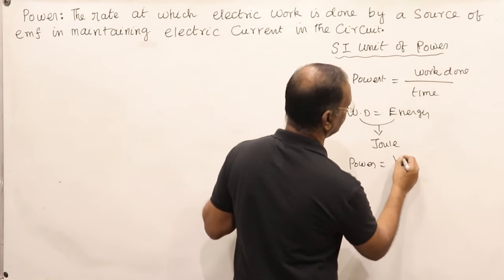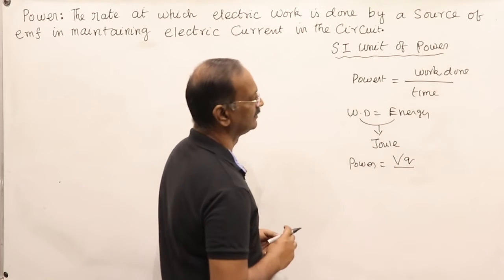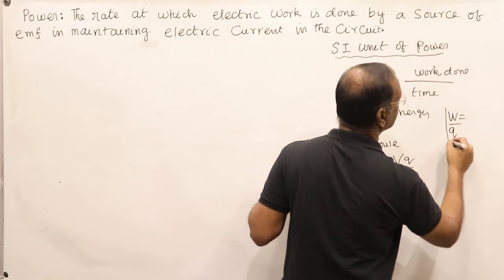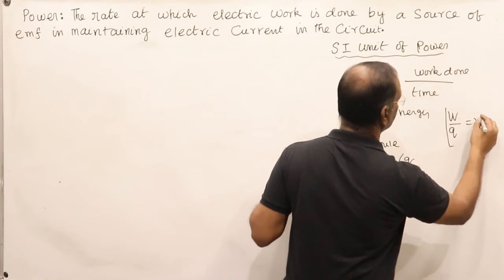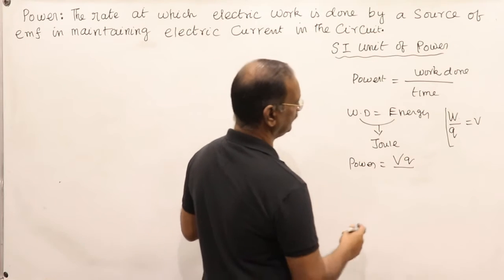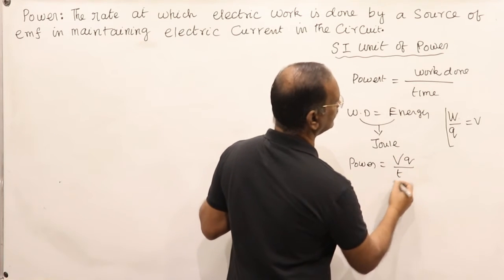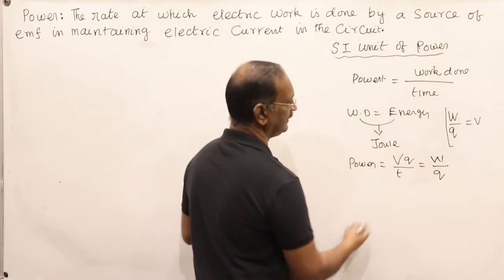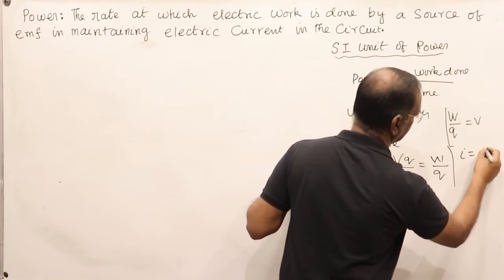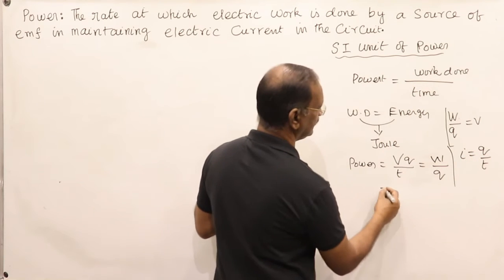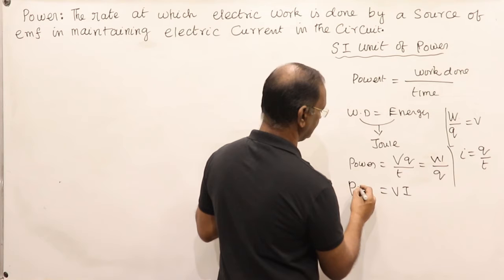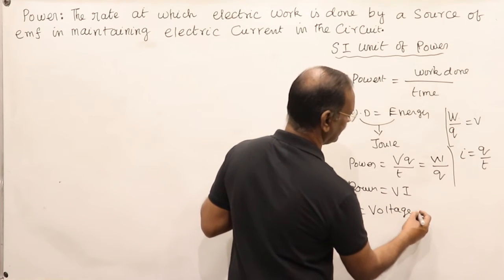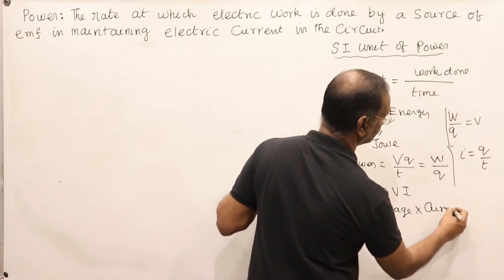Power is work done by time. Work done by charge is equal to potential, so work done is equal to V into Q, and time is T. So power is nothing but work done by time, V Q by T. What is Q by T? I is equal to the charge flowing in a given time. So power is equal to V into I. This is the expression for power, that is voltage into current.